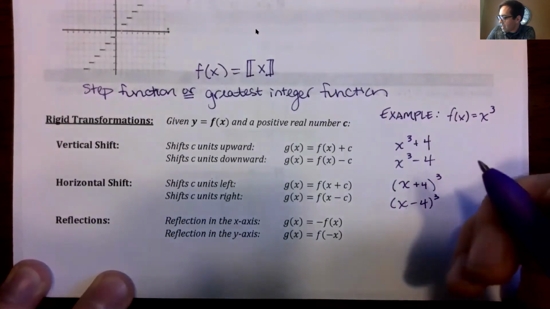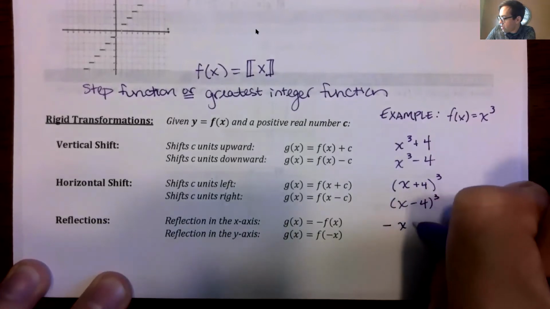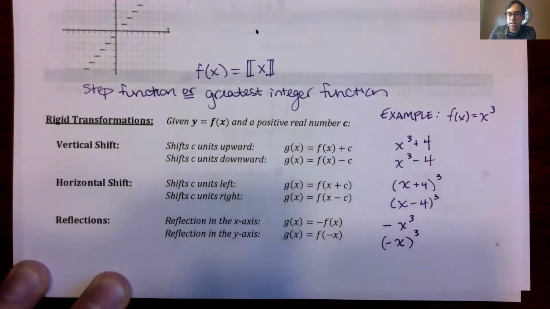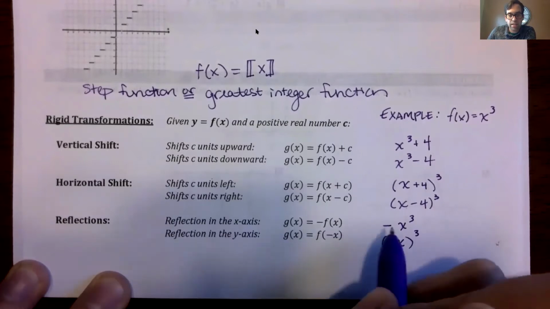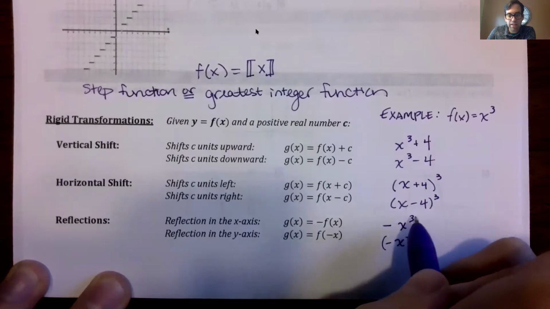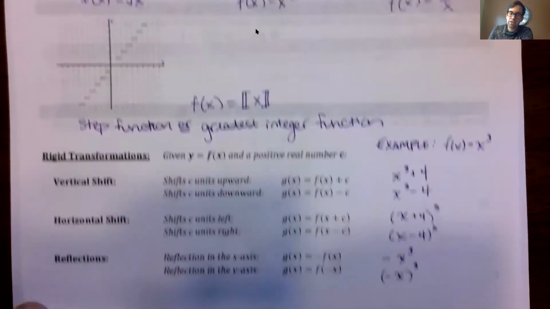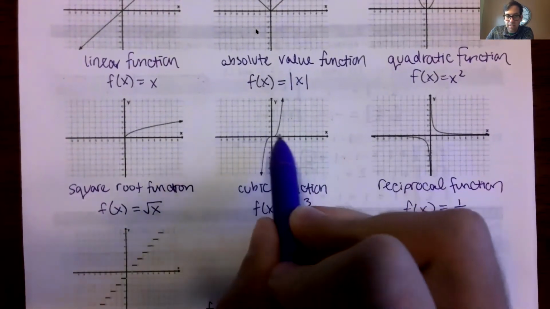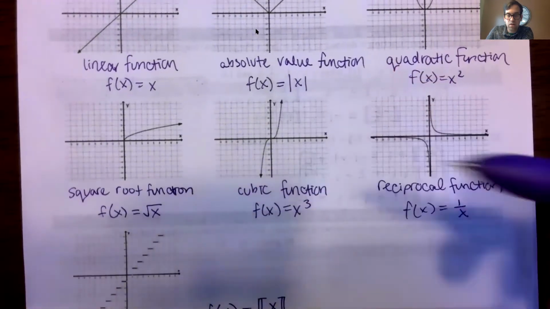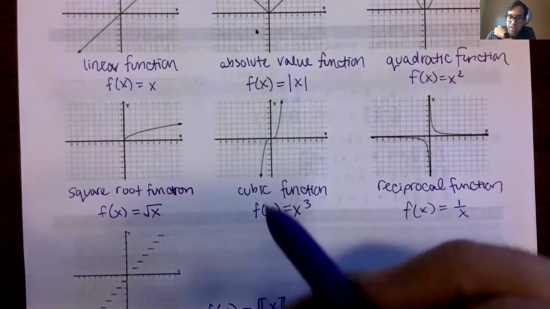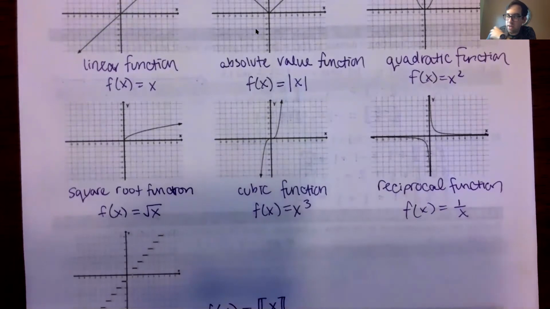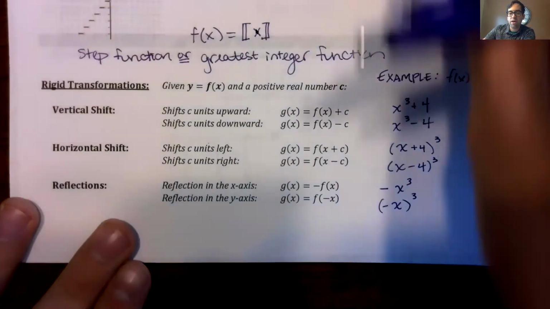So a reflection in the x-axis has a negative in front, and a reflection in the y-axis has a negative inside, like that. Now, you may be looking at this and thinking, wait a second, if we do negative x and we cube it, we get negative x cubed. That's true, and if you think about the x cubed graph, a reflection over the x-axis or a reflection over the y-axis are actually exactly the same. Either this flips over here or this flips here, and they're going to look the same either way. So that's an interesting phenomenon that's going on there.